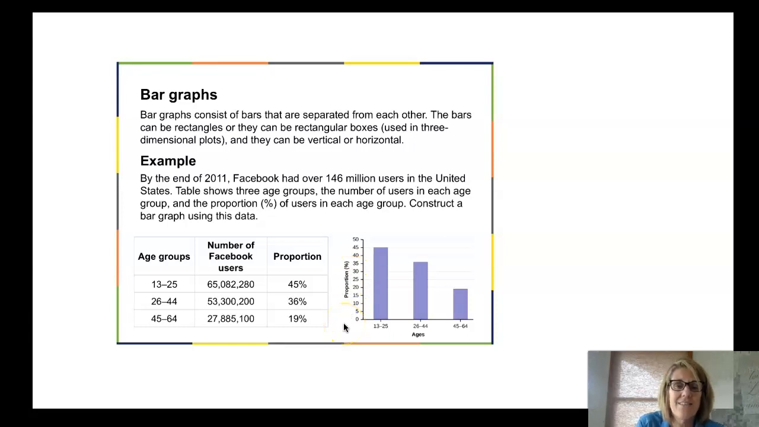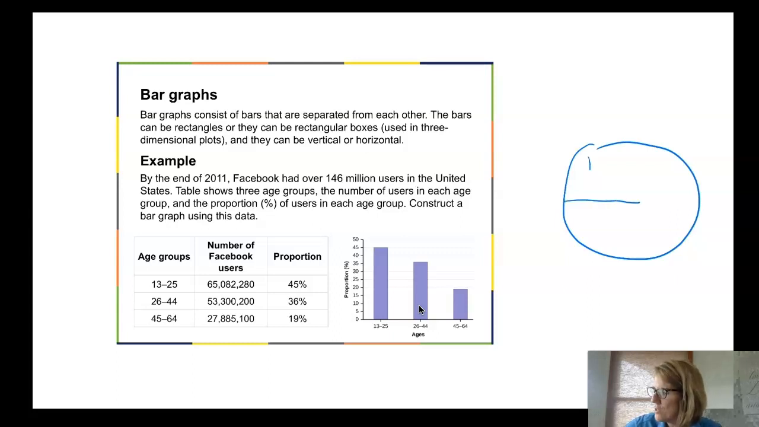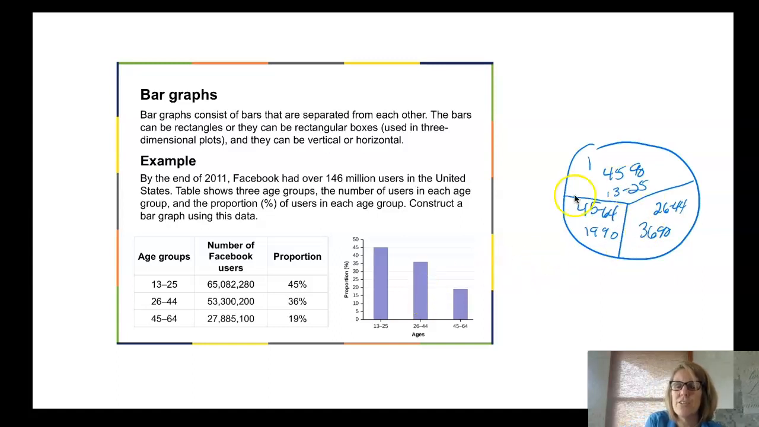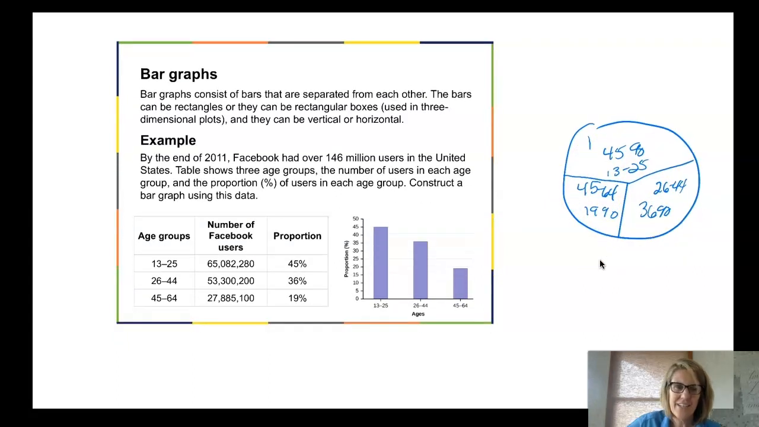Now we could also do this as a pie graph. As long as our proportions total 100% here, we can also do what's called a circle graph or a pie graph. I'm going to estimate here. 45% are ages 13 to 25. Let's see, 36% would be ages 26 to 44. And then, of course, 19% would be ages 45 to 64. So we can also do a pie chart or a circle graph. Now, computer systems we use today make these a little bit prettier and a little more exact, right? Okay, any questions so far?